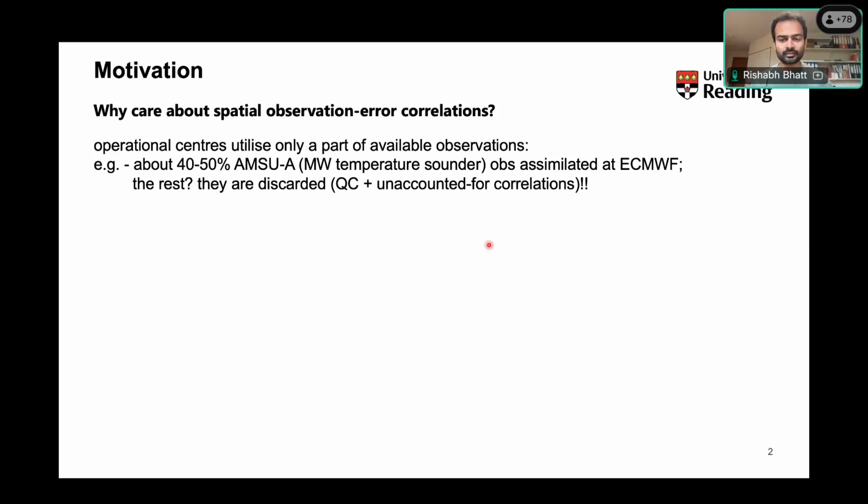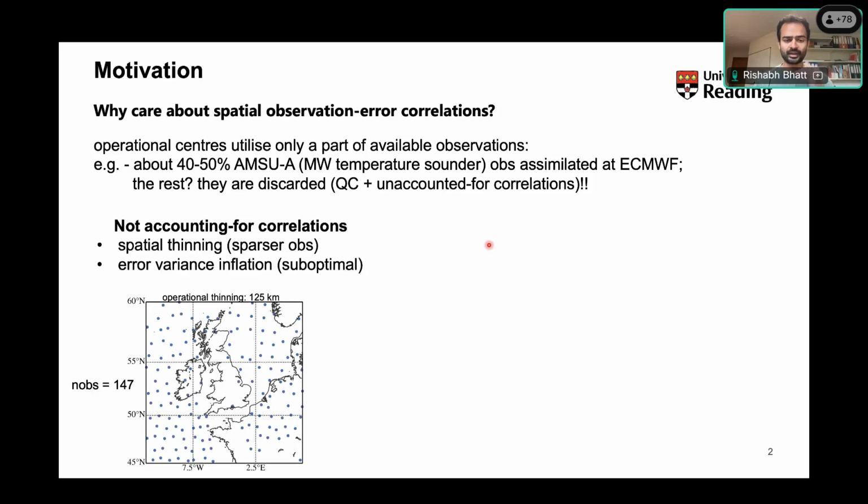So these are assimilated at ECMWF. And what about the rest of the observations? They are simply discarded. A few of them are discarded due to quality control procedures, and some of them because you don't account for the observation error correlations.